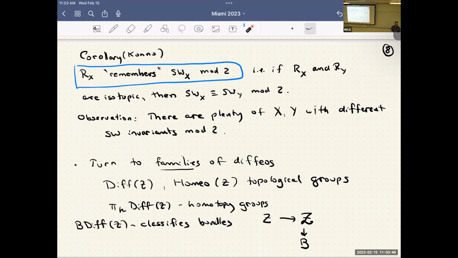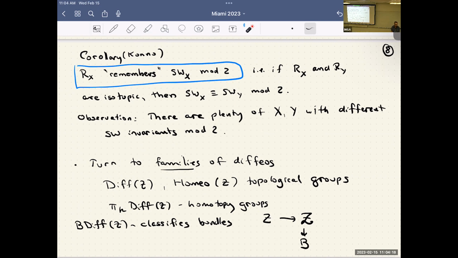Especially the Kronheimer and Mrowka one, there's no two spheres of self-intersection 0, at least that I know of in those examples. So those are not built by the same construction. They're detected by, in some sense, similar sorts of invariants. So there's lots of examples at this point. So yes, the answer is yes.